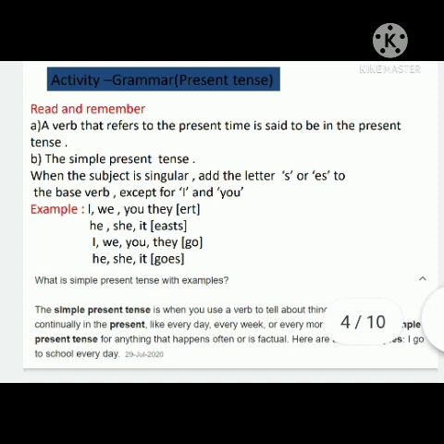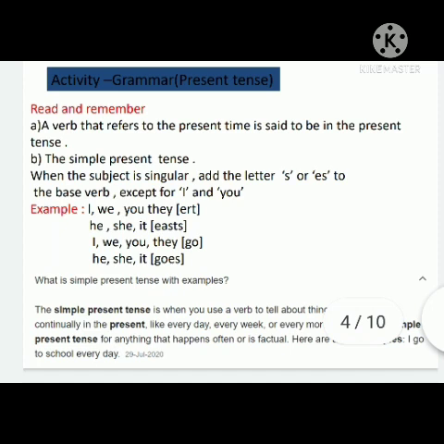In present tense, the first part is simple present tense. What is simple present tense? Let me first tell you about present tense. A verb that refers to the present time is said to be in the present tense.